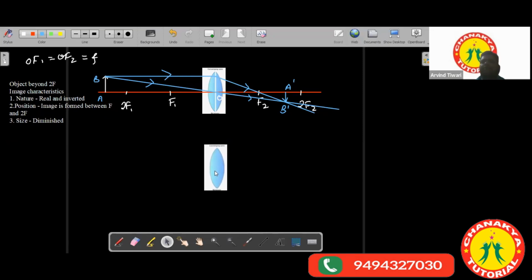The next we can draw for the object to be placed at 2F. So let's take here now object to be placed at 2F.